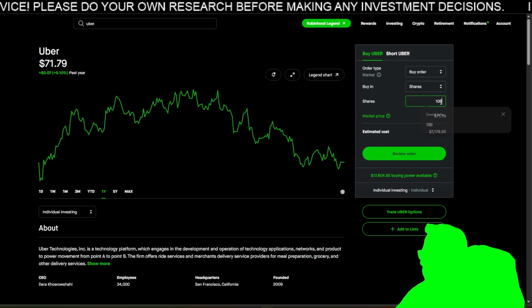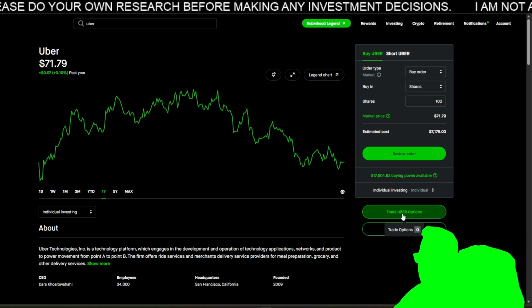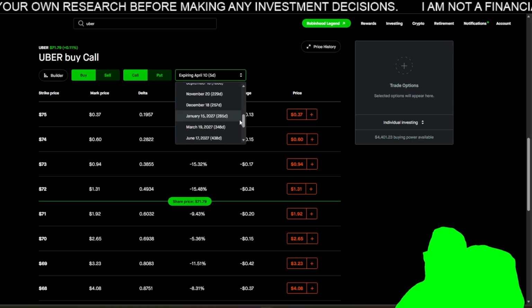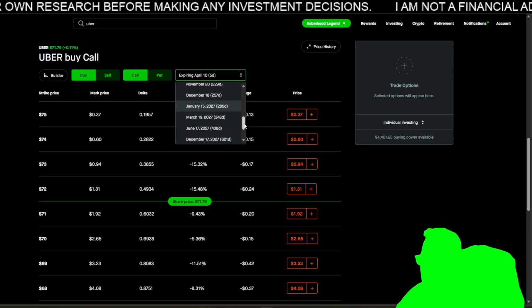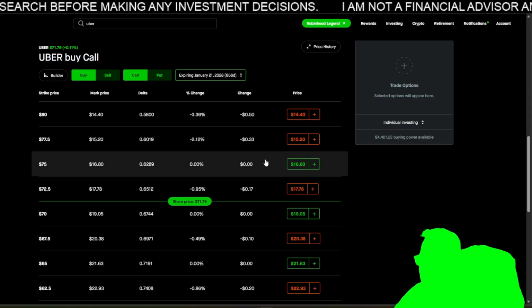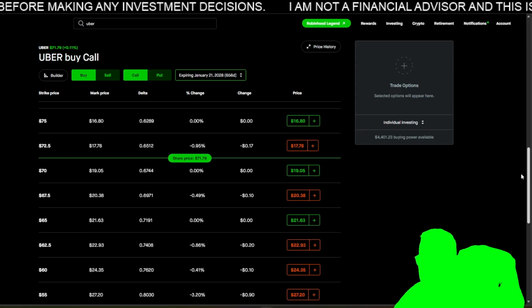So again, Uber would be $7,000. If you want to buy 100 shares of this one, it's going to cost you $7,000. You don't got $7,000? That's okay, Fridge. Don't worry. Buy a call option, go way far out. And again, you can go further out if you want to. You can go all the way to January 2028 if you wanted to. It's still going to give you basically that exposure to 100 shares without paying for 100 shares' worth.